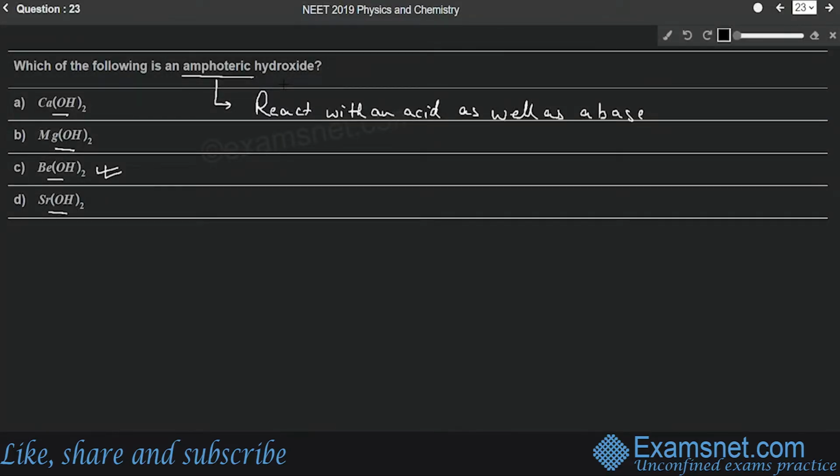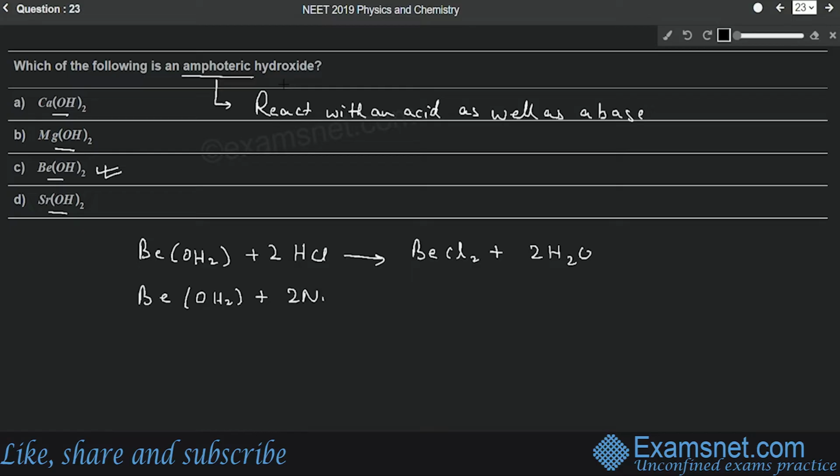So let's see the reaction. Suppose beryllium hydroxide reacts with an acid, HCl, hydrochloric acid. Then it will give us beryllium chloride plus water. Whereas if it reacts with a base, suppose sodium hydroxide, then what will it give? It will give beryllate ion. So what will be formed here? Sodium beryllate. So we can see that it reacts with acid as well as base, therefore it is amphoteric in nature.